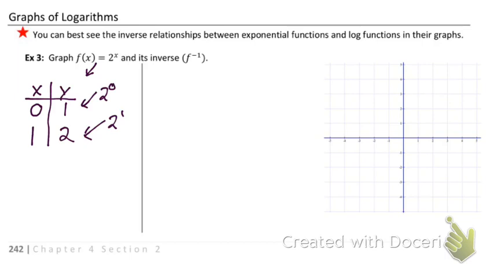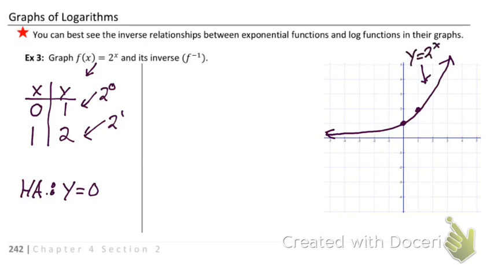So plotting those points, I have (0, 1). I also have (1, 2). I'm not going to write it, but we should know that there's a horizontal asymptote at y equals 0. I am going to write it down here. I'm going to say we have a horizontal asymptote at y equals 0. I'm just not going to draw it on the graph because we've got more things to draw on there. So this doohickey right here, that is my y equals 2 to the x.